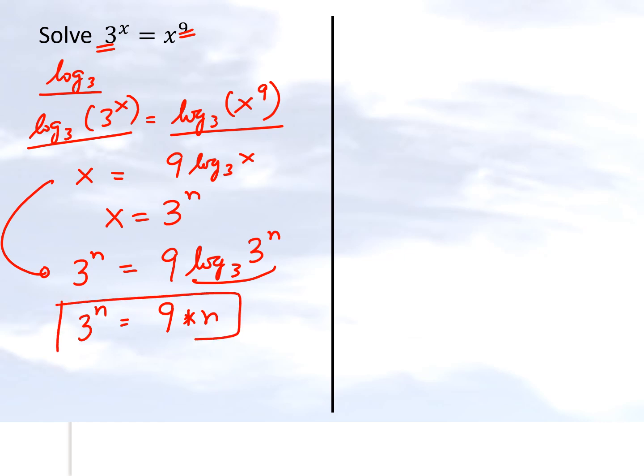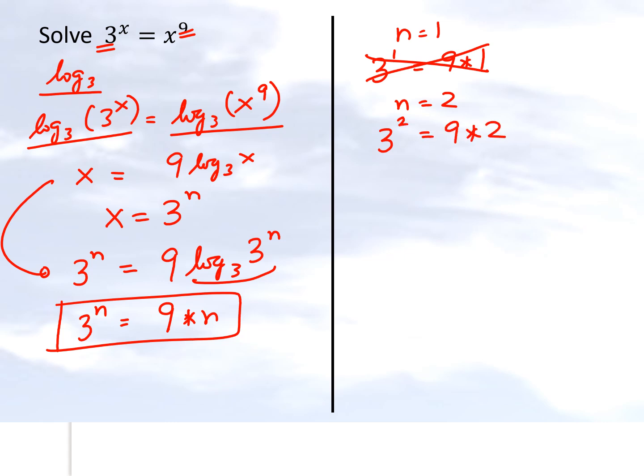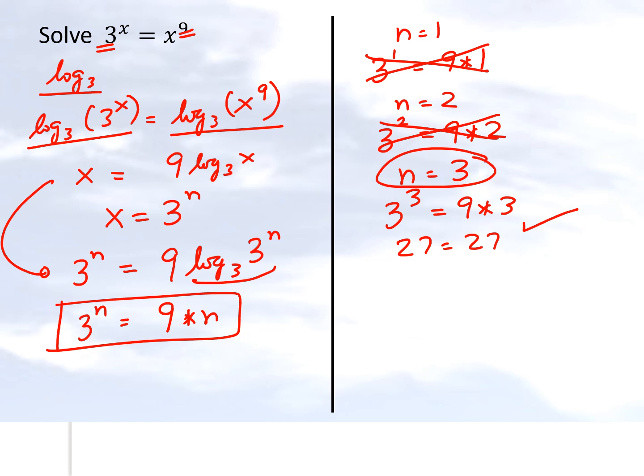Now what we have to see is what value of n will satisfy this equation. If we choose n equal to 1, we get 3 raised to the power 1 is equal to 9 times 1. That's not true. If we choose n equal to 2, we get 3 raised to the power 2 is equal to 9 times 2. That's also not true, because 9 is not the same as 18. But if we choose n equal to 3, we get 3 raised to the power 3 is equal to 9 times 3, and that is 27 equal to 27. So that is fine, which means n equal to 3 is a solution.